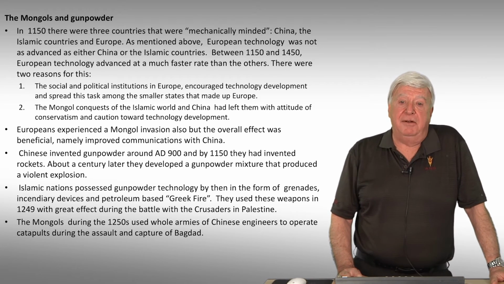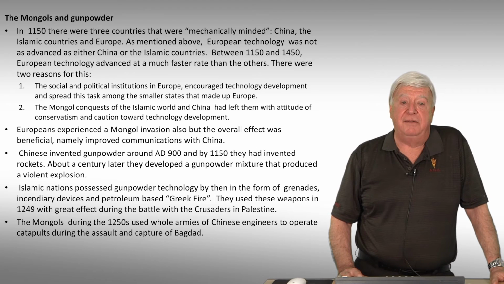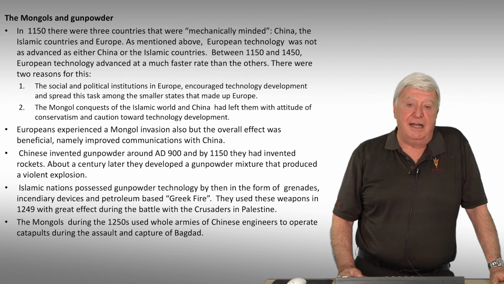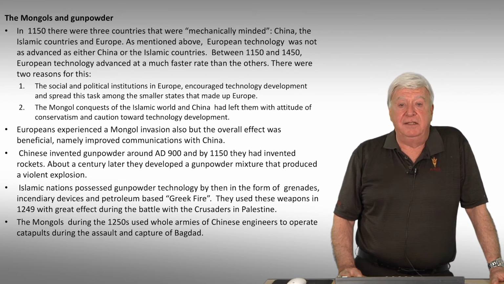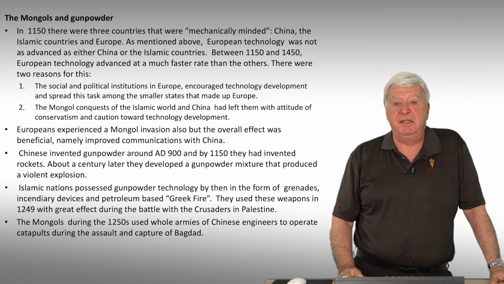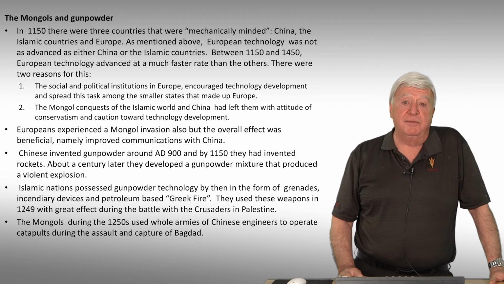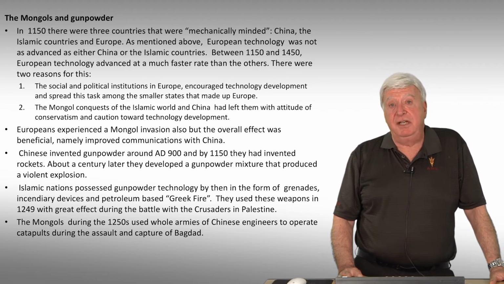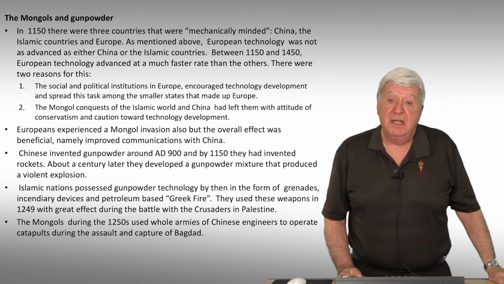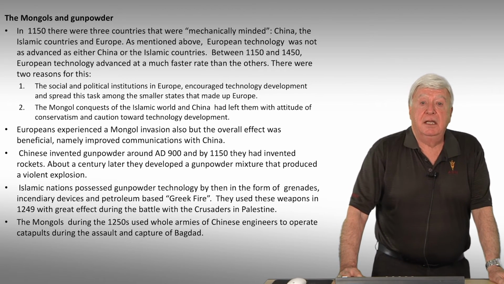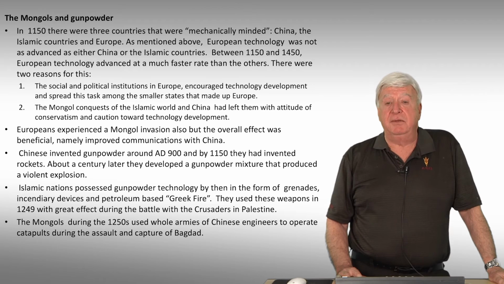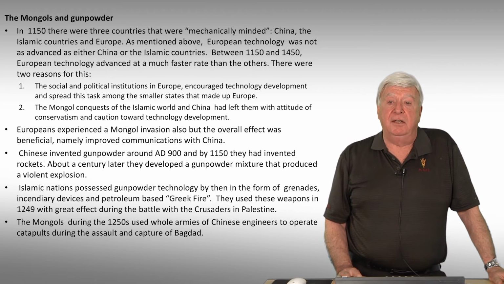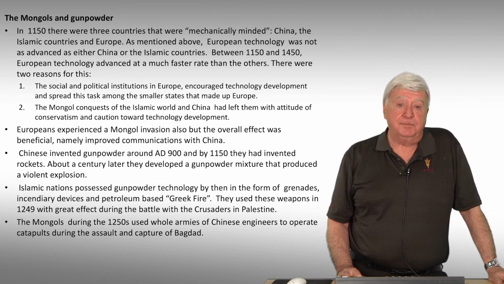Chinese invented gunpowder around AD 900, and by 1150, they had invented rockets. About a century later, they developed a gunpowder mixture that produced a violent explosion. Islamic nations possessed gunpowder technology by then in the form of grenades, incendiary devices, and petroleum-based Greek fire. Remember, we mentioned the Greek fire. They used these weapons in 1249 with great effect during the battle with the Crusaders in Palestine.